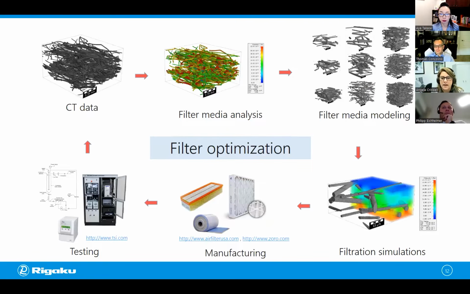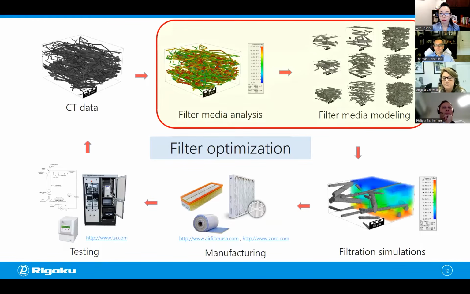All right, so recall from last month that this is the filter optimization pathway. In the first session, we covered the CT data collection, and this month we're going to look at fiber media analysis and fiber modeling. The first step of this process is that we have to segment our CT data. Specifically during this step, we need to assign every voxel to be either filter media or air. That's going to lead us to our first poll question for today.